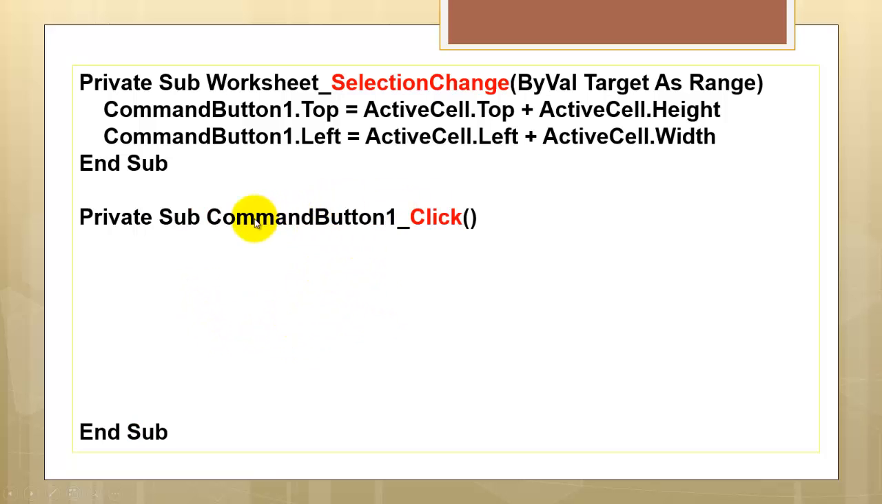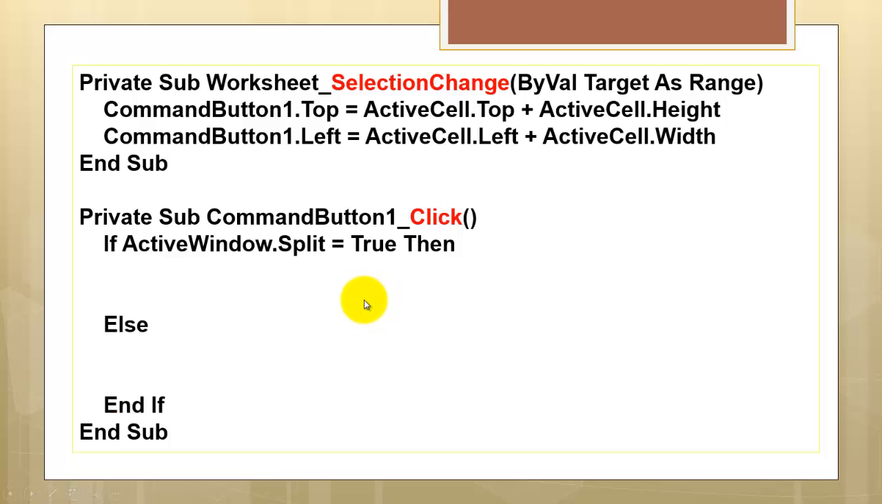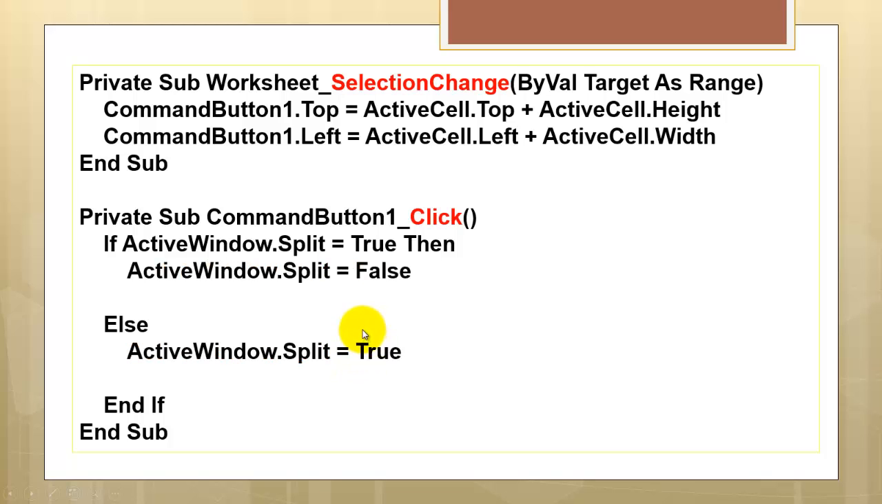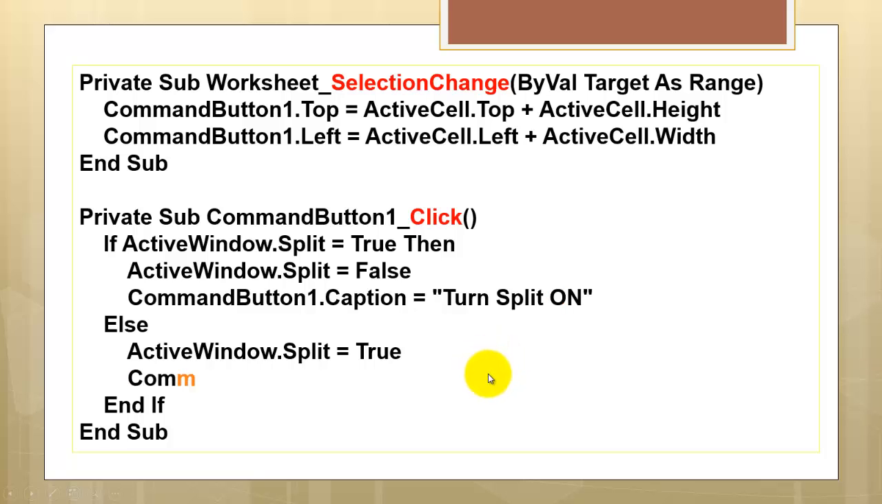Then I need to do something in the click event of that CommandButton1. I didn't name it, so it's still CommandButton1. When someone clicks on it, I check what is the split situation of the active window. If that is true, then I do this, otherwise I do that. If the split is already true, I turn it off, of course. Otherwise, I turn it on. And I have to change the caption of that command button to turn split on or turn split off.